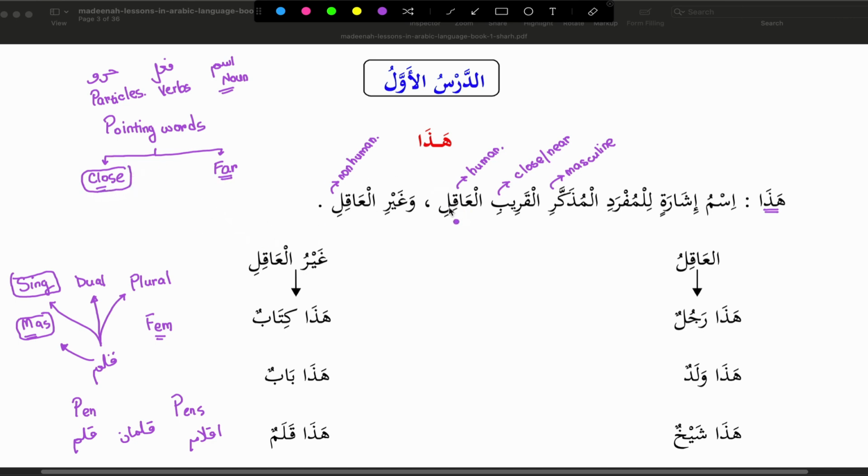And it can be used to point at something like a human or a non-human object. Like it can be used to point at a human being, like this man has a rajul, or something that is non-human or non-living, like qalam, like pen, or like a book, kitabun. So this is what they're trying to say here.